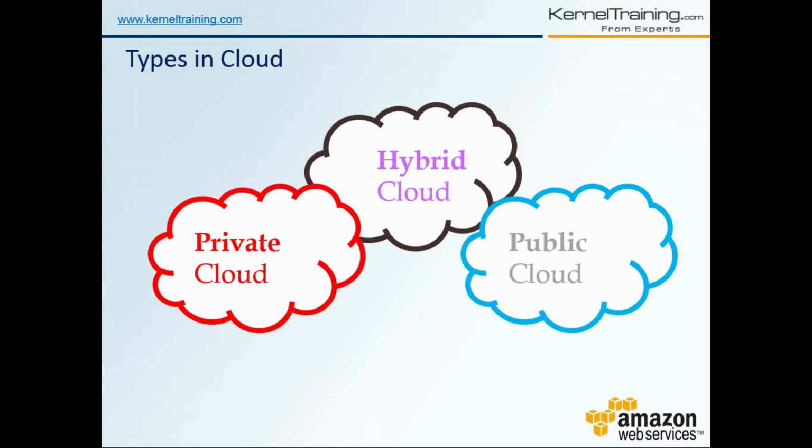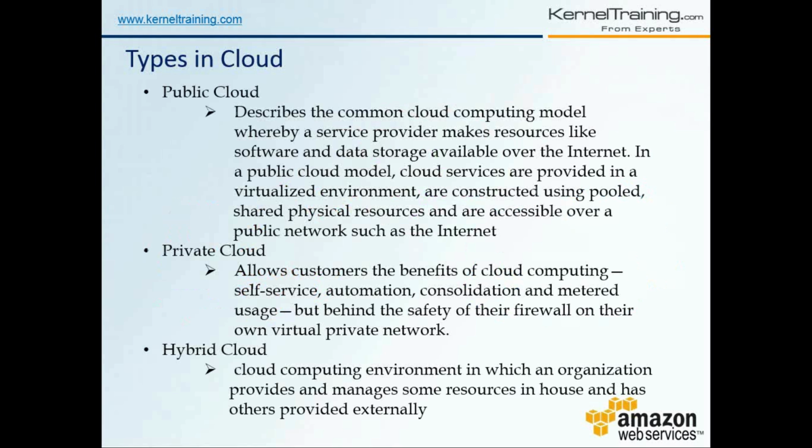So coming to here, there are different types of clouds on the internet. There are private cloud, hybrid cloud, and public cloud. Let's talk about them for a few minutes. What is public cloud? It describes a common cloud computing model whereby a service provider makes resources like software and data available over the net. Software in the sense of anything like an infrastructure service. You just open an account with Amazon Web Services.